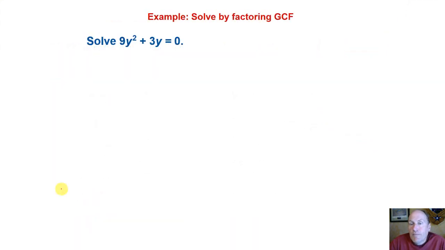So some quadratics can be solved by factoring out their greatest common factor. What's the largest term that they have in common that divides into all the parts? So if we look at 9y squared and 3y and see what they have in common, well, they both have at least one y to the first power, and 9 is a multiple of 3. So what they have in common is 3y.